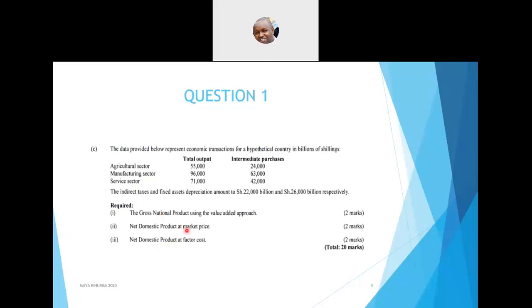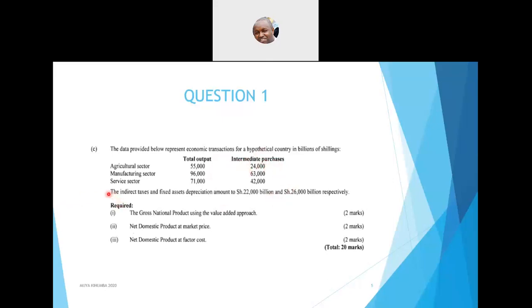Let's look at another question. It's part of a question that was offered by an examining body. We've been told the data provided below represent economic transactions for a hypothetical country in billions of shillings. We have three sectors: agricultural, manufacturing, and service. We have the values for total output, 55, 96, and 71 for each of the sectors respectively, and intermediate purchases, again for each of the sectors.